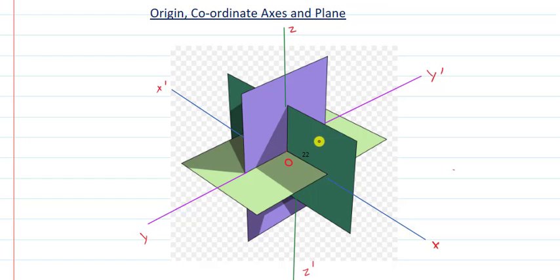Now let me discuss the coordinates of any point in any of the planes. First of all, let me take a point P over here in the plane XOY. If we draw perpendiculars from this point P on y-axis and on x-axis, then let x be the distance of this point P from origin along the x-axis and y be this distance on the y-axis. With respect to z-axis, its coordinate is 0. Therefore, the coordinates of this point will be (x, y, 0).